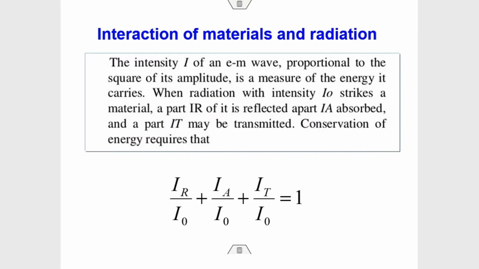Now, how does any radiation actually interact with material? The intensity of any electromagnetic radiation, I, is proportional to the square of the amplitude of the radiation, and it has intensity I0. Then when it falls on a material, a part of it is reflected, part of it is absorbed, and part of it is transmitted. So, if I have to do a conservation of this energy, then it will be I_R plus I_A plus I_T is equal to I0.